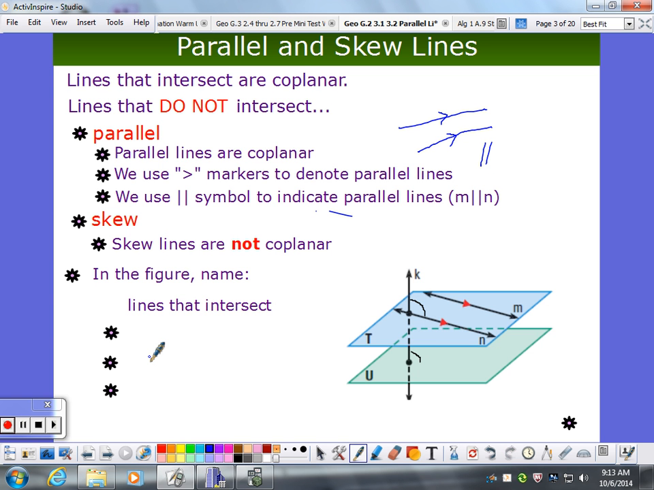Okay, so let's look at this figure here. And this one we have in your notes. In the figure, name some lines that intersect. Lines that intersect. Name some lines that intersect. We're looking.